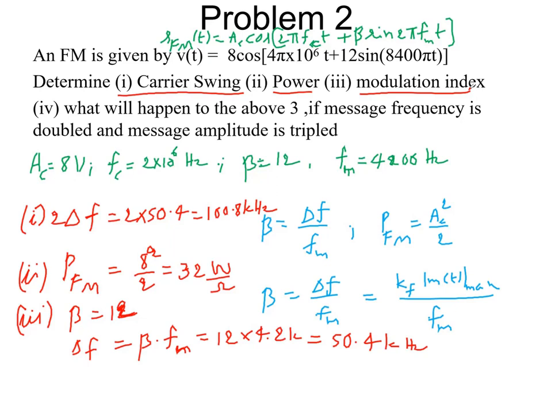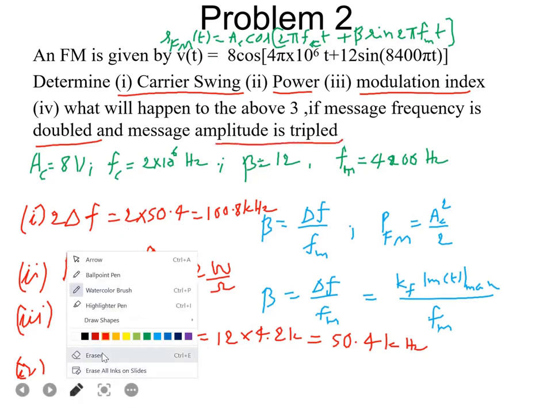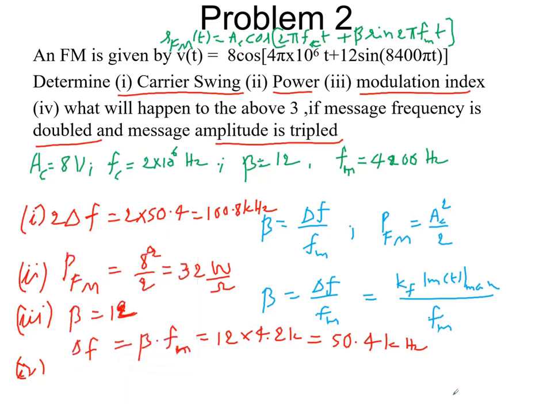Now what is given in problem 4? In the subpart 4, it is given: what will happen to all the above 3 if the message frequency is doubled and message amplitude is tripled? What are the extra things given to you here? Message frequency is doubled, which means my new message frequency is 2 times the old message frequency. Then my new message amplitude, Am dash, is tripled, 3 times the old message amplitude.